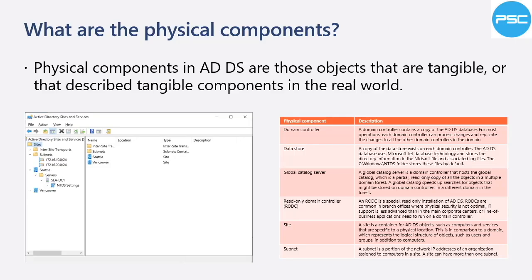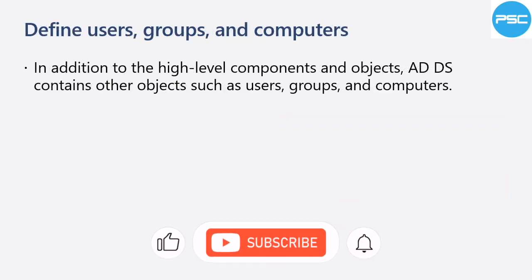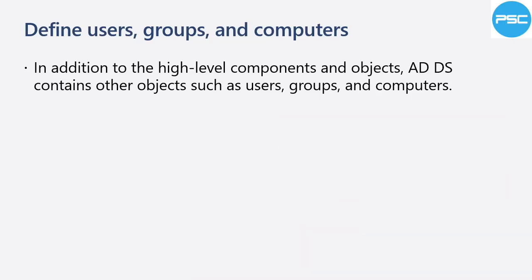Site. A site is a container for ADDS objects, such as computers and services, that are specific to a physical location. This is in comparison to a domain, which represents the logical structure of objects, such as users and groups, in addition to computers. Subnet. A subnet is a portion of the network IP addresses of an organization assigned to computers in a site. A site can have more than one subnet. In addition to the high-level components and objects, ADDS contains other objects such as users, groups, and computers.